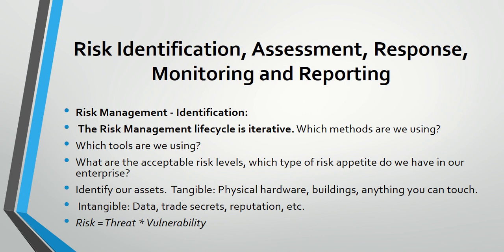In risk management, we explain what method we will use and which tool we will use to manage our risk. For the enterprise, they define what is the acceptable risk level and what is the risk appetite. It is not possible to remove the risk totally. For risk, the most important step is to identify your assets: tangible, physical, hardware, buildings, anything that you can touch, or it can be intangible like data, trade secrets, reputation, etc.